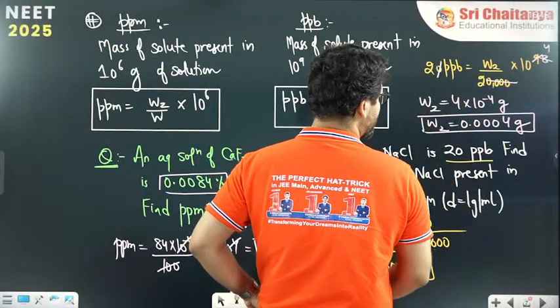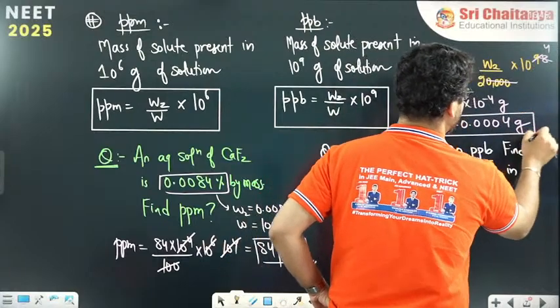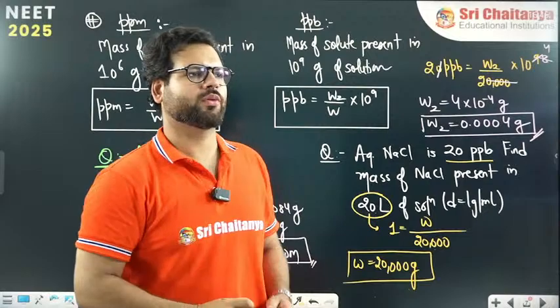They could have asked you the moles of NaCl present. You can just divide by the molar mass afterwards to get the moles as well. So yes, that is correct.